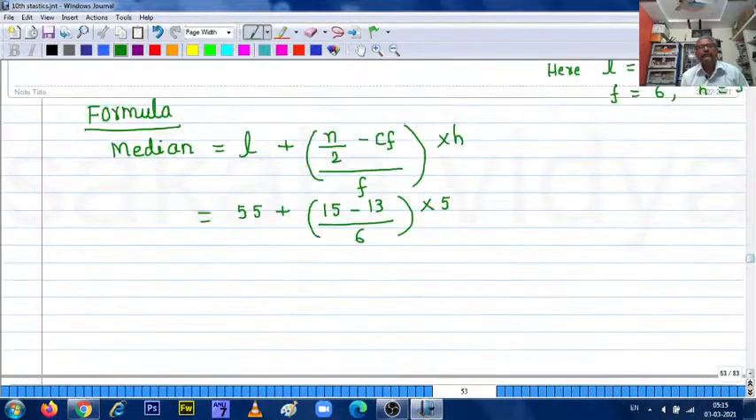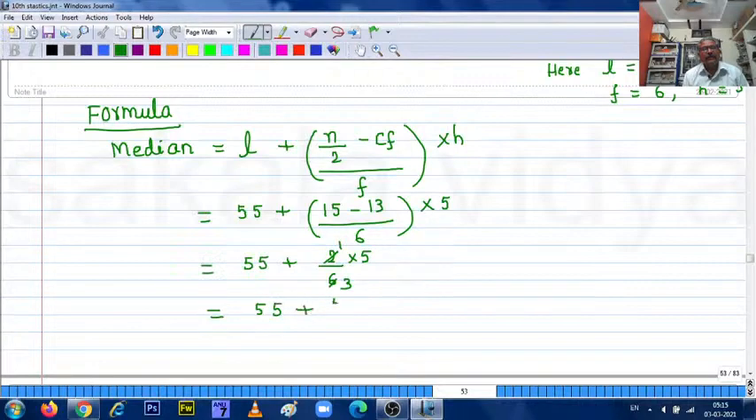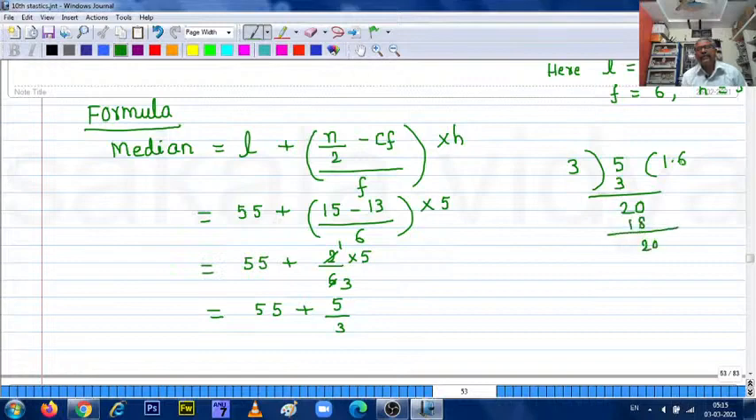Let us simplify it now. This equals 55 plus 15 minus 13 is 2, upon 6 into 5. 2 ones are 2, 2 threes are 6. This will be 55 plus 5 upon 3. Now divide 5 by 3. 3 ones are 3, subtracting you get 2. 2 is not divisible by 3, put 0 and point. 3 sixes are 18, again you will be getting 2, and so on. So it will be a non-terminating, repeating decimal.